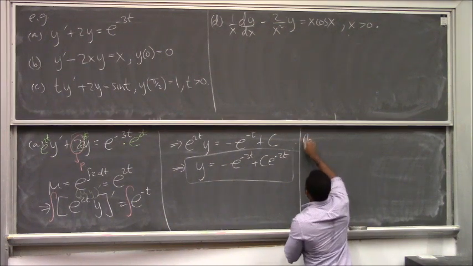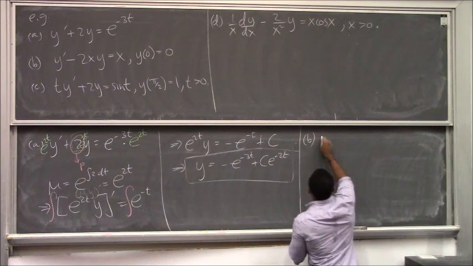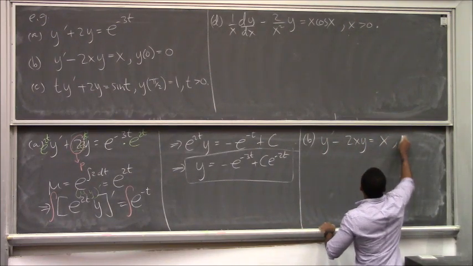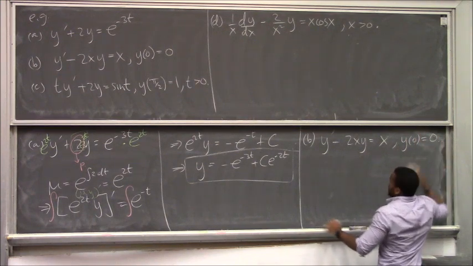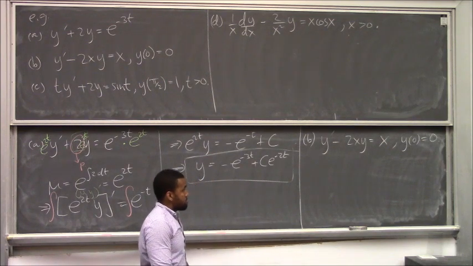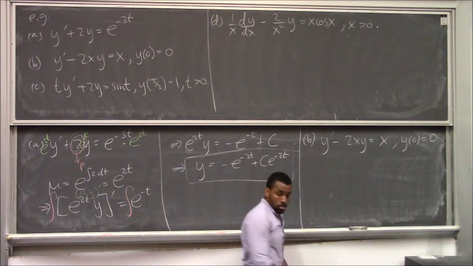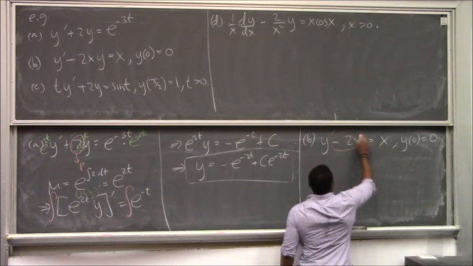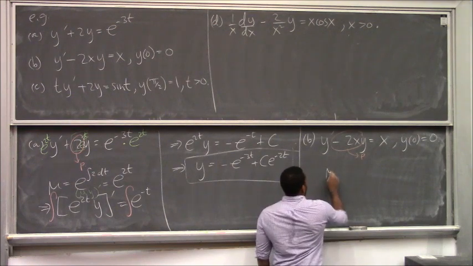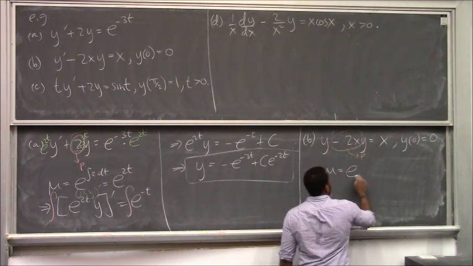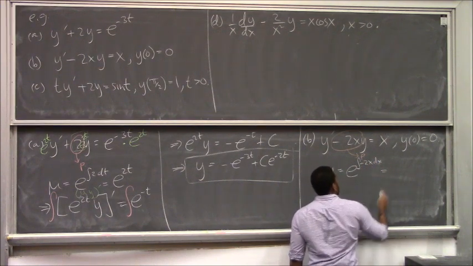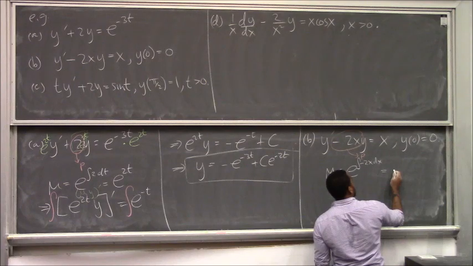Let's look at it. Okay, someone else tell me quickly what we're going to do here. What do you see? What are we doing? P is negative 2x. Right? That's our p, so what do we do with it? Find mu. What's mu? E to the integral of negative 2x. That's going to be? E to the negative x squared.